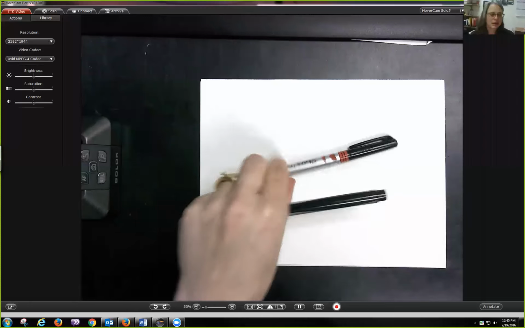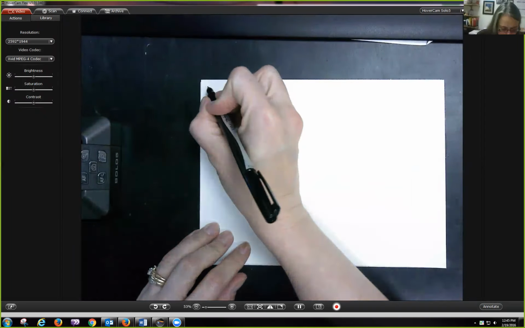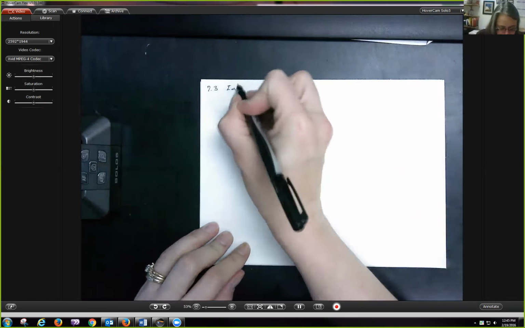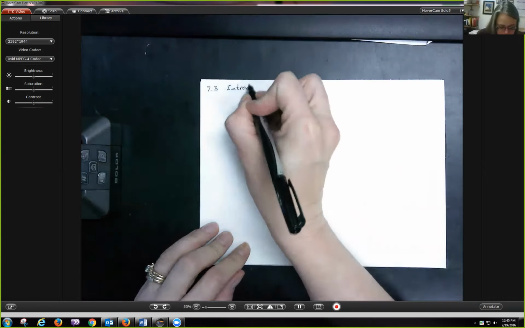Hi, everyone. Let's talk about determinants today. So I'm going to give you my screen. And this is going to be section 7.3, Introduction to Determinants.